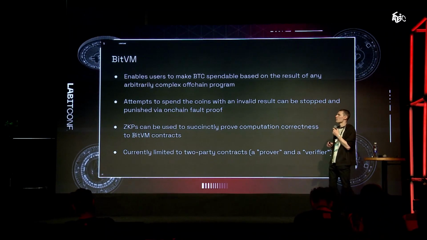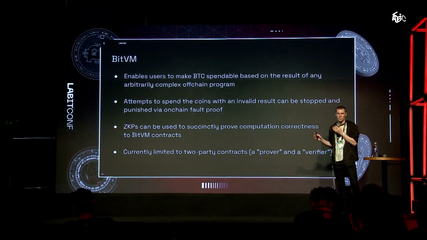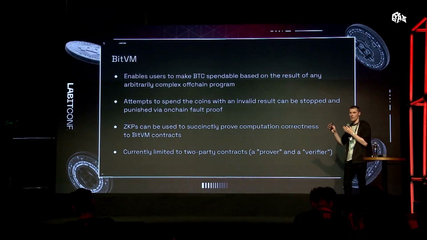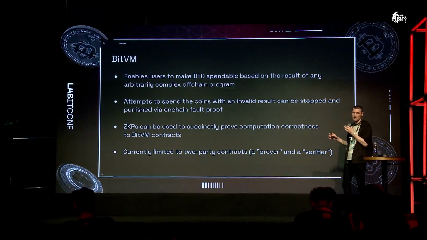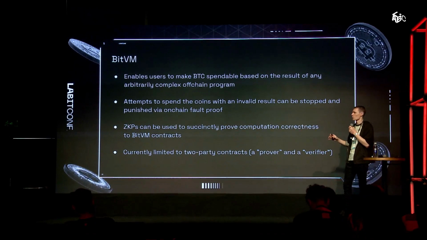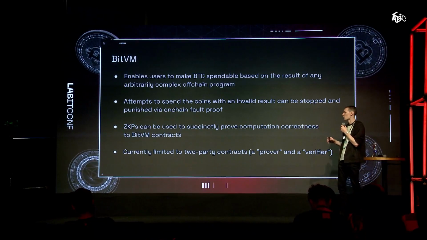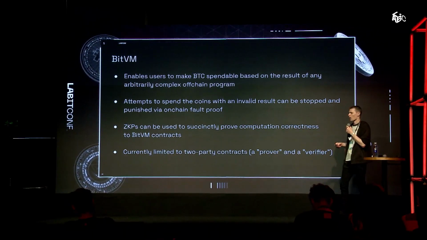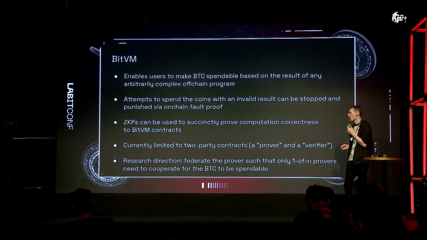So the main limitation with BitVM today, because it sounds amazing, it's like, we can do Turing-complete smart contracts, and why do we need altcoins and so on. Well, there are some caveats. One of them is that it's currently limited to two-party contracts, a quote-unquote prover and a verifier.